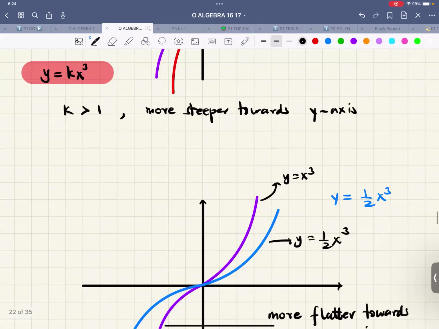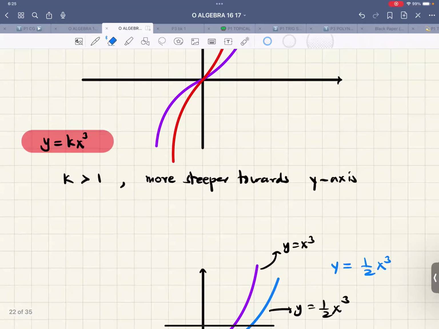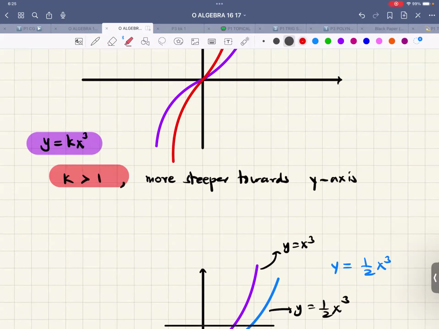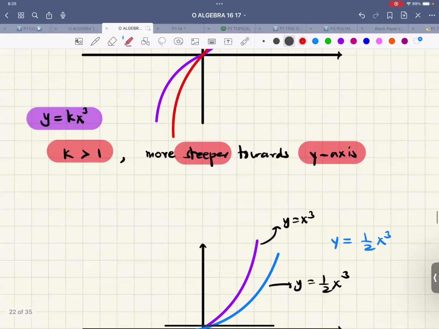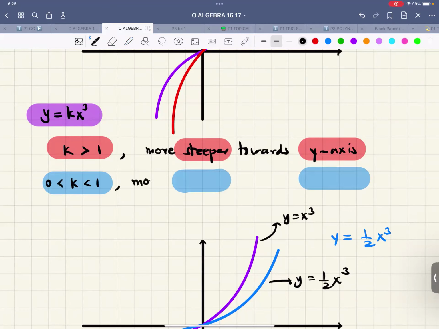That means if I'm talking about the same thing, so now this is the reddish thing. Let me just clear this thing. So the original one is the purple one. If k is greater than 1, it's steeper towards the y-axis. And similarly, if I'm talking about this blue graph, so this is k lying between 0 and 1. This is flatter towards the x-axis.